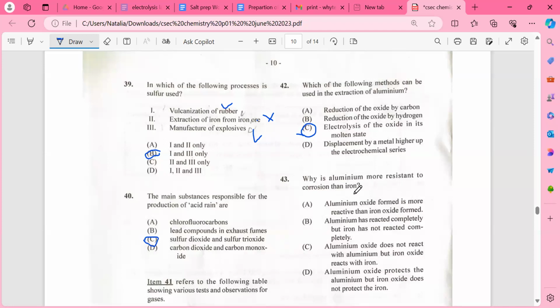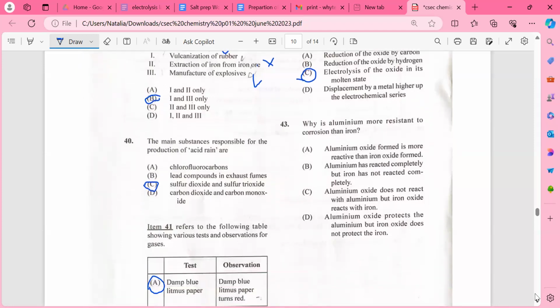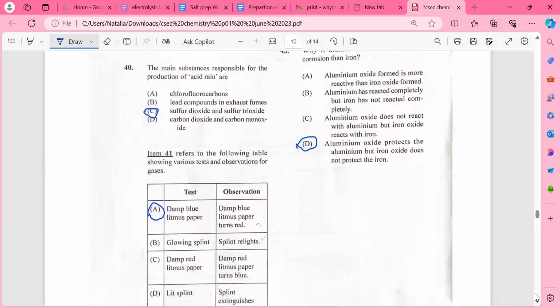Why is aluminum more resistant to corrosion than iron? So aluminum oxide does not react. So aluminum oxide protects the aluminum, but the iron oxide does not protect the iron, so it flakes off.